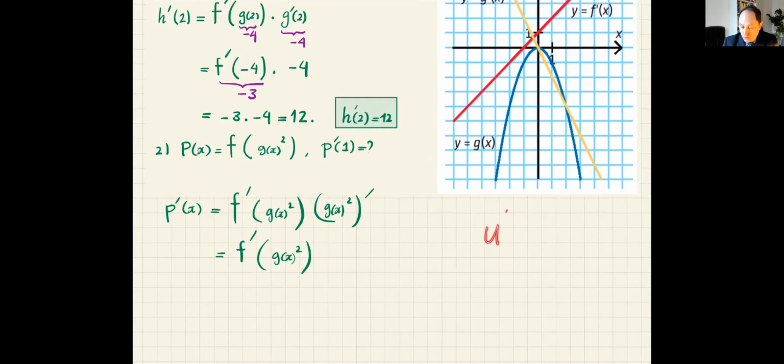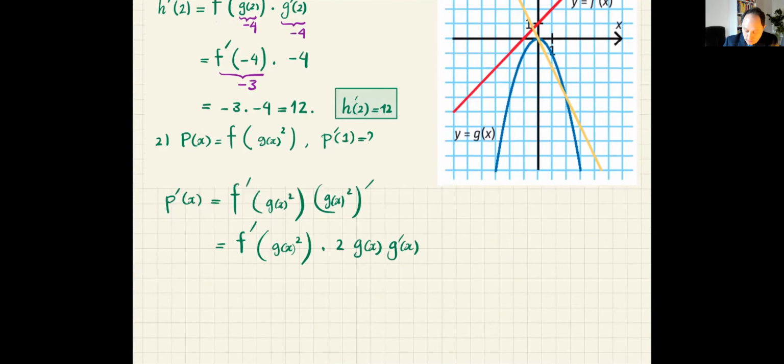Yes, exactly. This is u squared. If you want to take the derivative using the chain rule, it is 2u. It's not complete. I told you, you have to multiply by the derivative of the base as well. And here, this is playing the role of u. So the answer would be 2g of x times g prime of x. This is the correct answer.